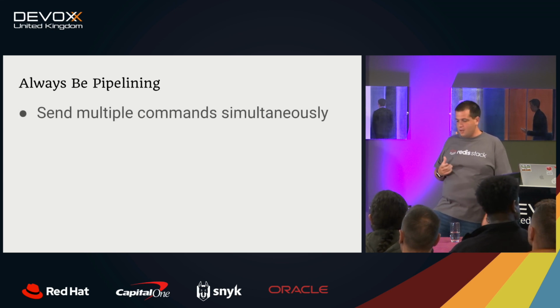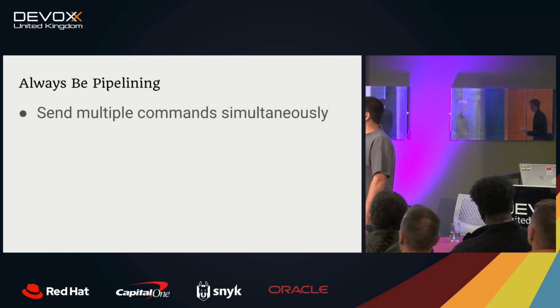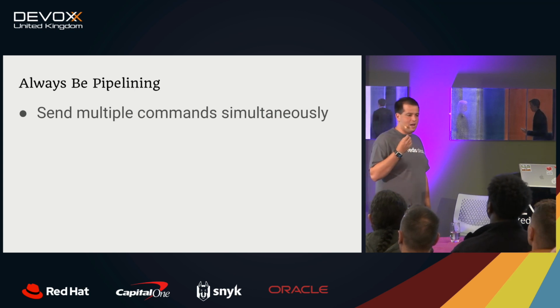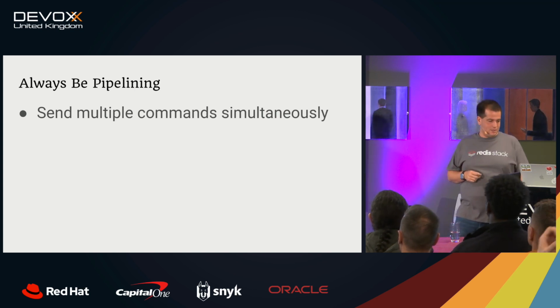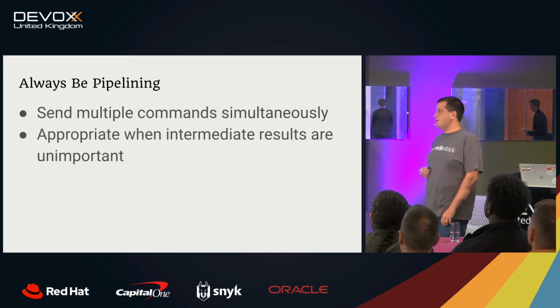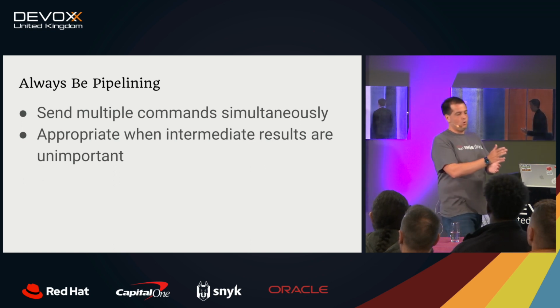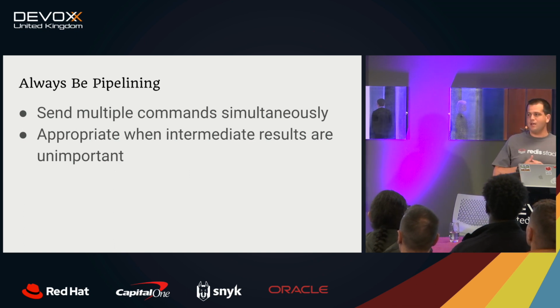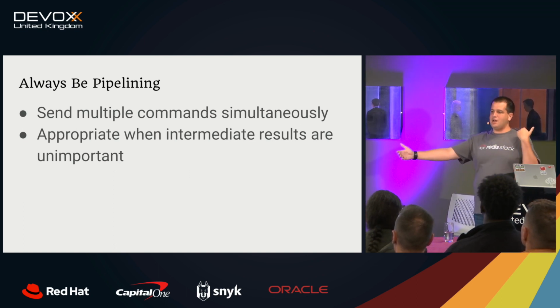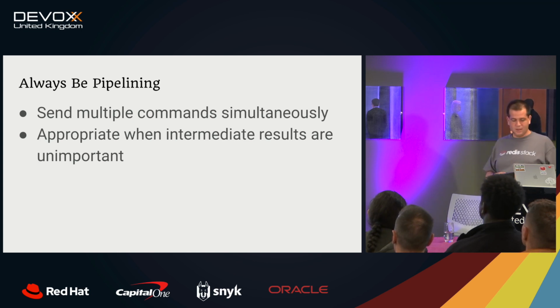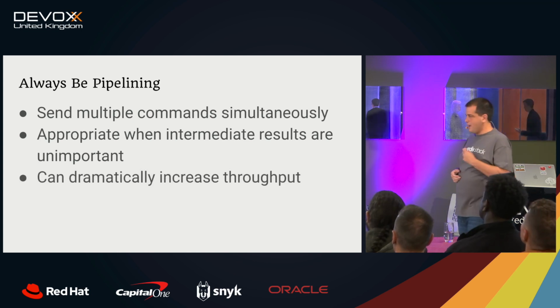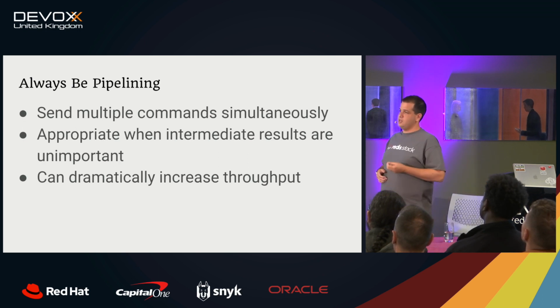So what does pipelining mean? Well, you can send multiple commands to Redis simultaneously, basically in the same set of packets. And this is really appropriate when the intermediary results between commands aren't that important to you. You might care at the end of the day what the disposition of all your commands were, but you might be perfectly content to send 100 SETs to Redis without actually caring about what the intermediary results were. So when possible, pipeline, this can really dramatically increase throughput.